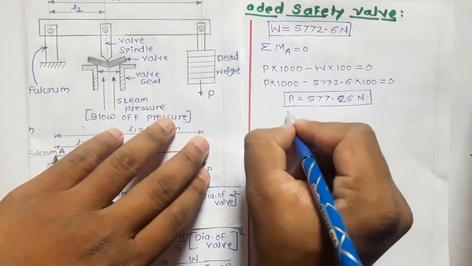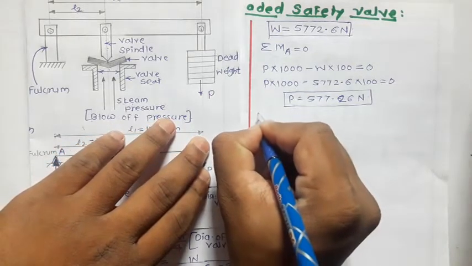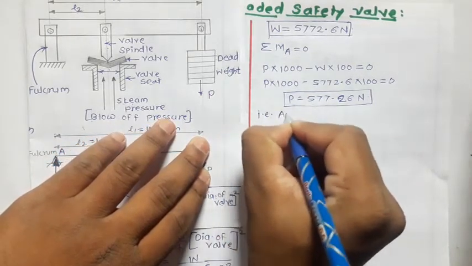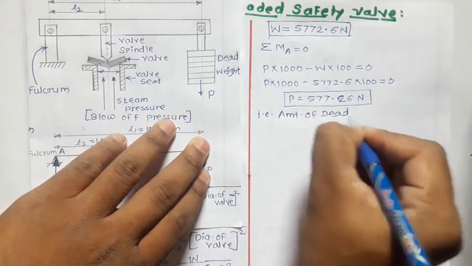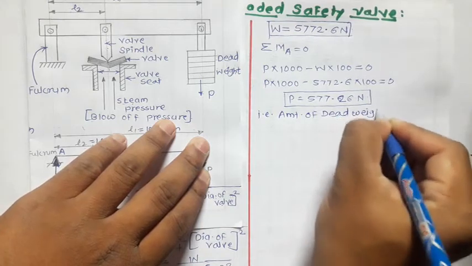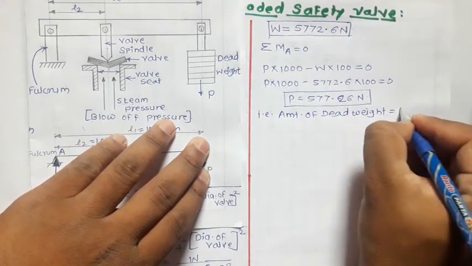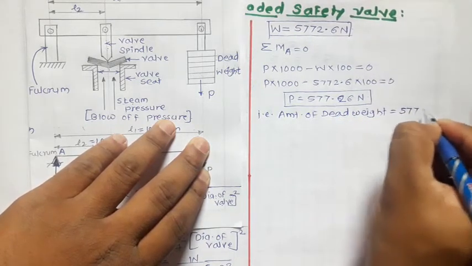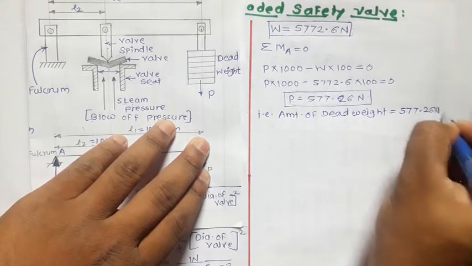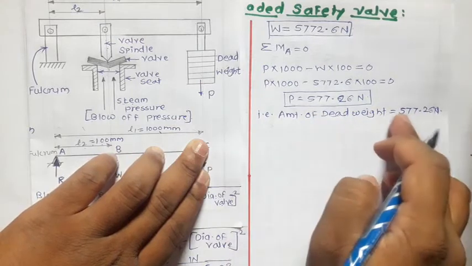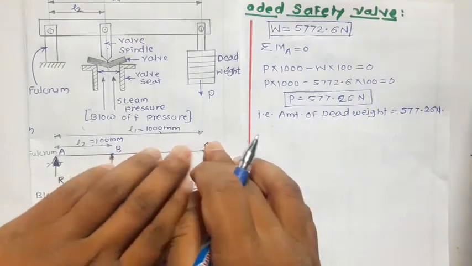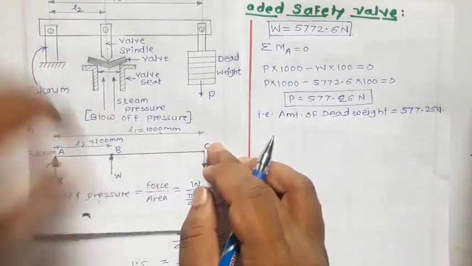So we can write here that the amount of dead weight is equal to 577.26 Newton. So this is nothing but the force caused by dead weight, that is the amount of dead weight in Newton. Okay, now let us determine the R.